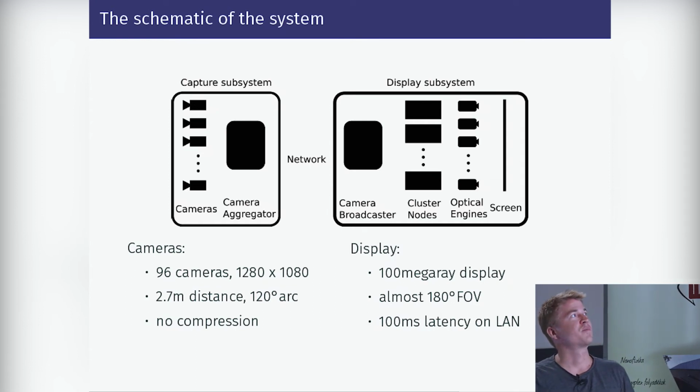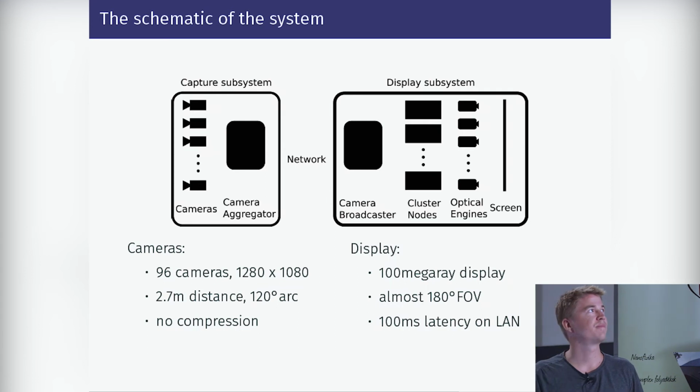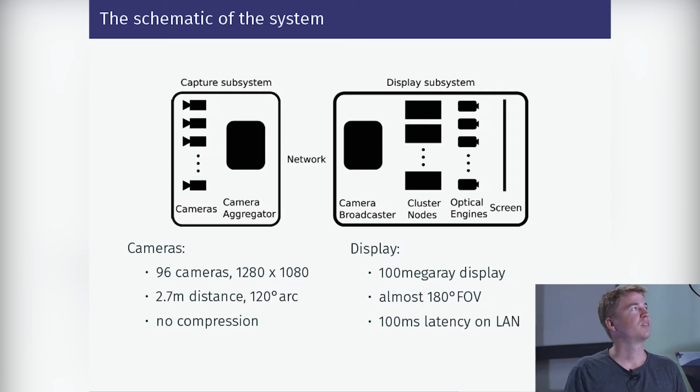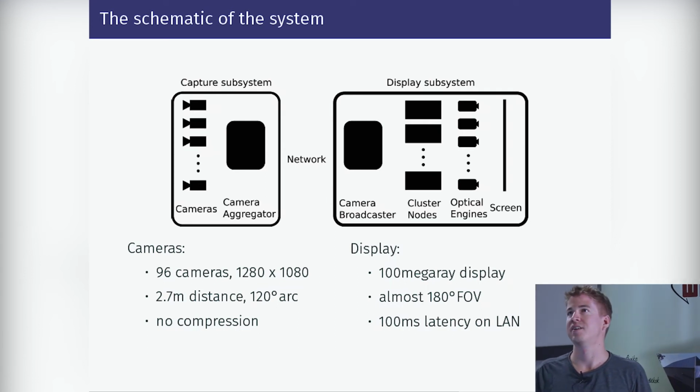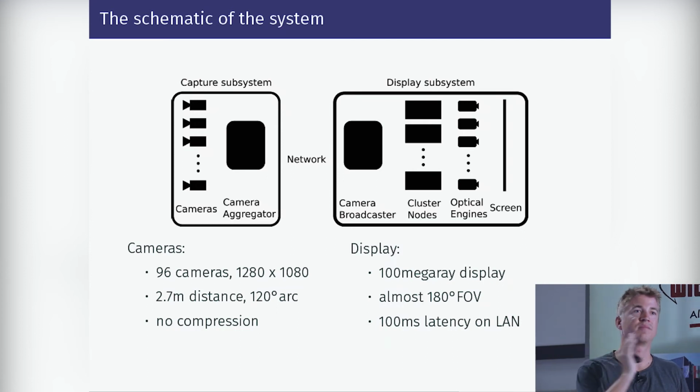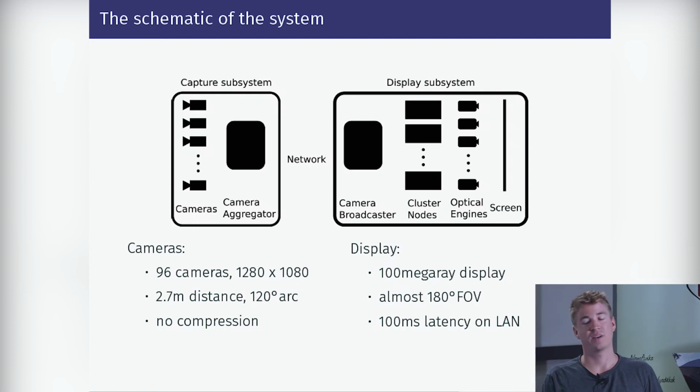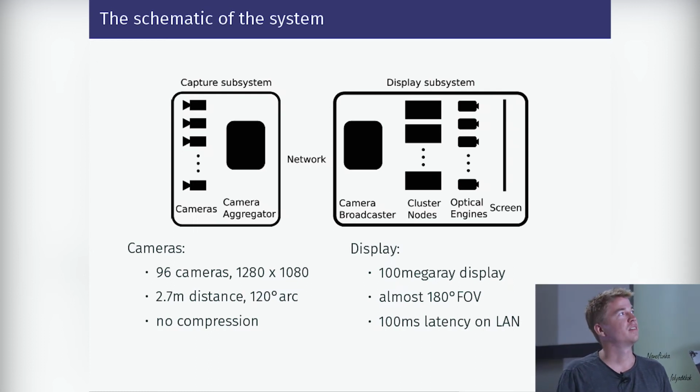Yeah, the 96 cameras, they are in a 120-degree arc. And currently, we don't use compression to minimize latency. And on the other side, we have 100 megarays in order to get, for each view, its own image, and then to get the 3D, of course. And the field of view is almost 180 degrees.